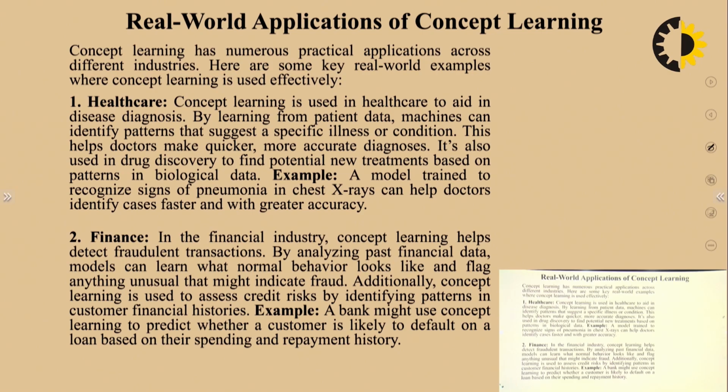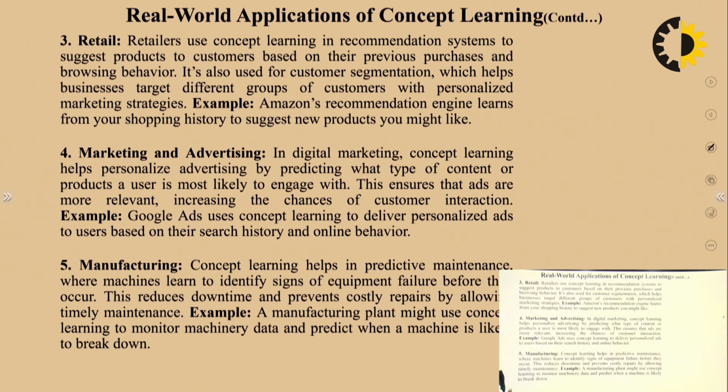In finance, concept learning is used for fraud detection by analyzing past financial transaction data. The model can learn patterns and identify fraudulent transactions. Now next is retail. Retailers use concept learning in recommendation systems to suggest products to customers based on their previous purchases and browsing behavior. Like Amazon's recommendation engine learns from your shopping history to suggest new products you might like.